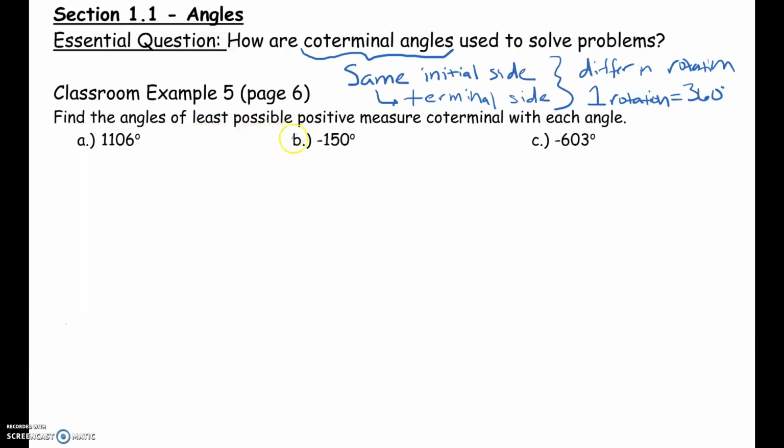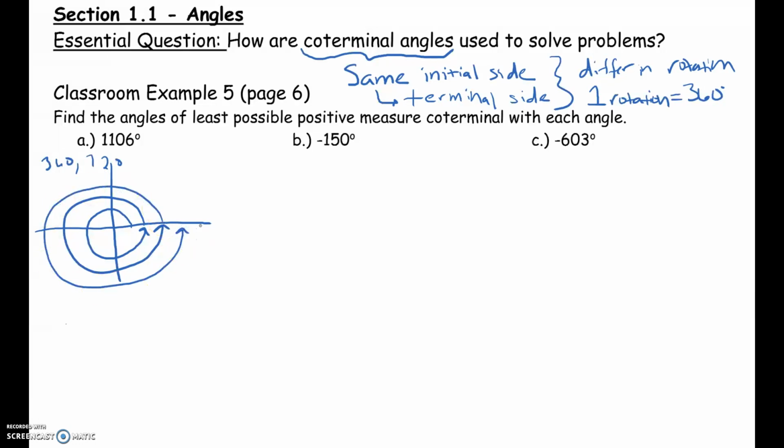Find the angles of least possible positive measure coterminal with each angle. So let's start with A. I have 1,106 degrees. Well, I like to sketch this. I'm going in the positive direction, which means I'm measuring counterclockwise. One rotation is 360 degrees. Another rotation is 720 degrees. A third rotation gives me 1,080 degrees.